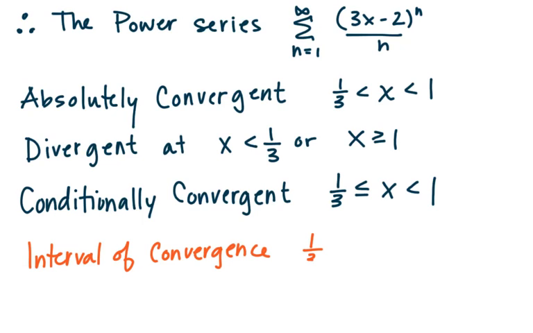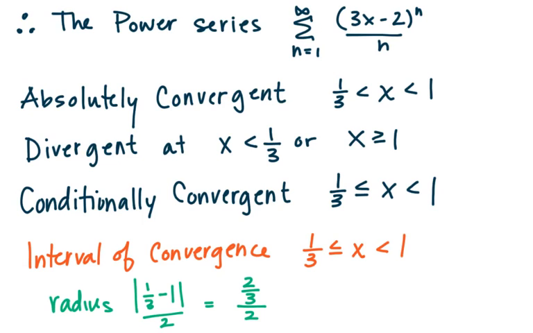The interval of convergence is everywhere that it is converging. So inclusive of the 1/3, but less than 1. And the radius is just going to be the difference of these two values, subtracted and then divided in half. So my radius would be 1 minus 1/3, all of that divided by 2. The difference of those is 2/3 divided by 2. We have our radius is 1/3.